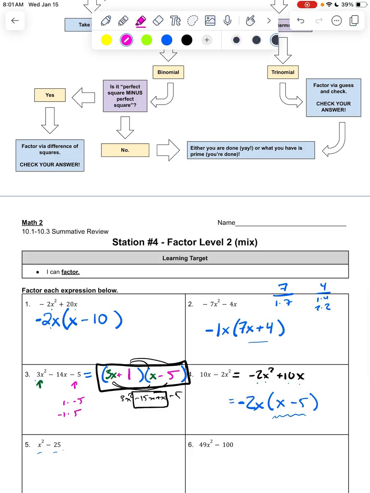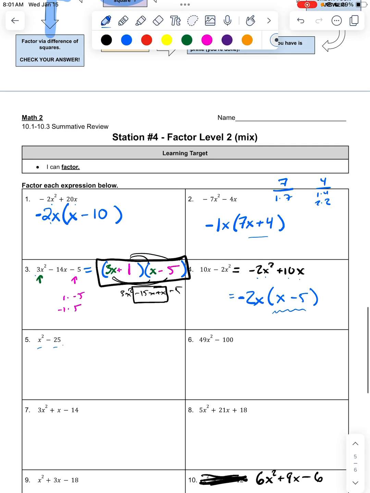And we said when it's a binomial, we go here and say, is it a perfect square minus a perfect square? X squared, perfect square, x times x. 25, perfect square, 5 times 5. That means we are here on the flowchart. It says factor via difference of squares. Now, a reminder what that means.